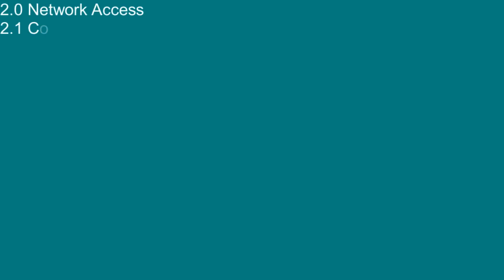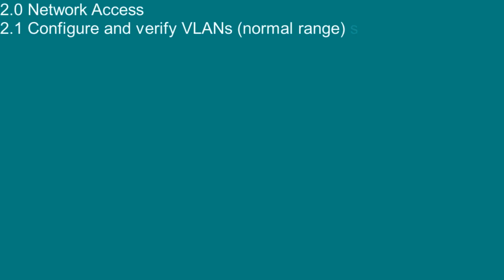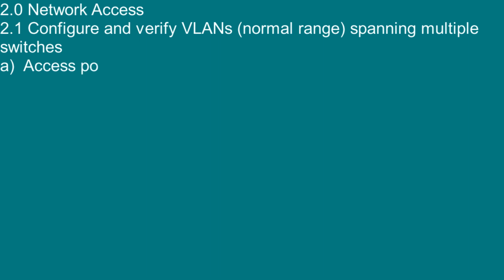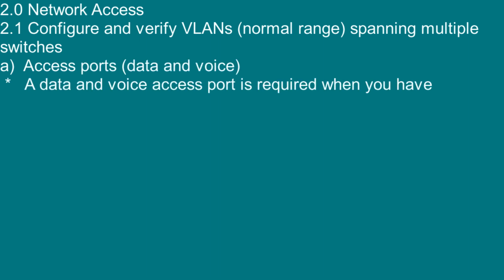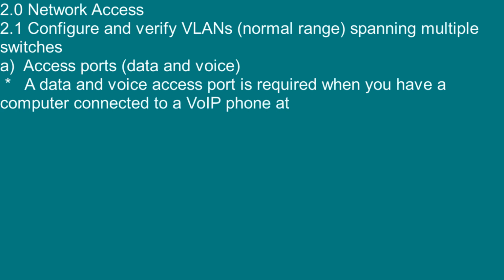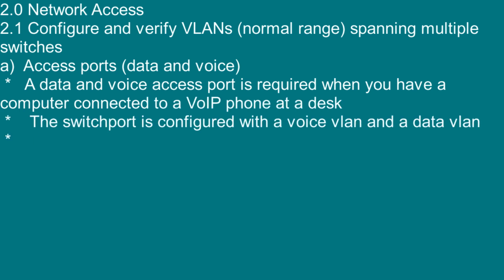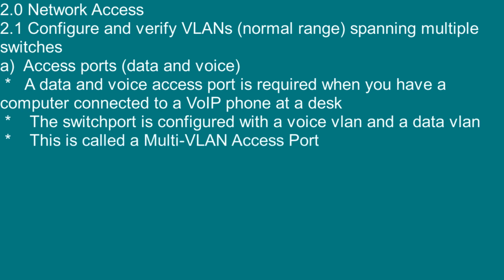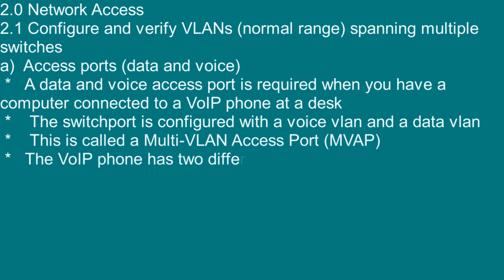Network Access 2.1 Configure and verify VLANs, normal range, spanning multiple switches. Access ports, data and voice. A data and voice access port is required when you have a computer connected to a VoIP phone at a desk. The switch port is configured with a voice VLAN and a data VLAN. This is called a multi-VLAN access port, MVAP.